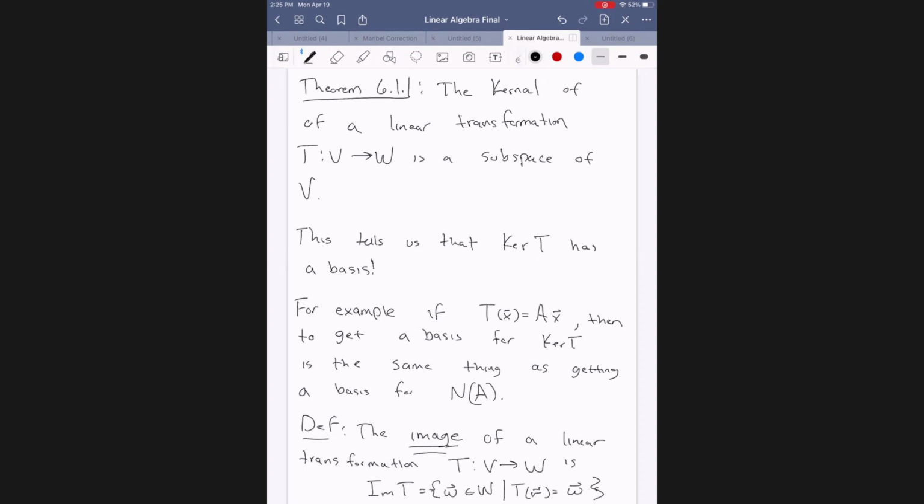So it means that in the image, or in the range, you pick a vector. If there's something that gets mapped to it by T, then it's in the image. So just like the range of a function, right?